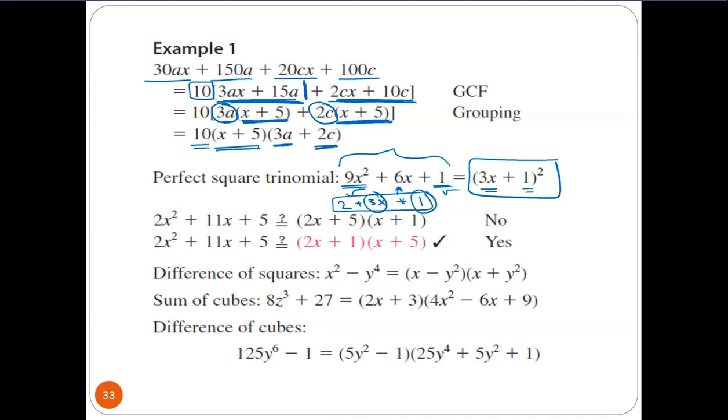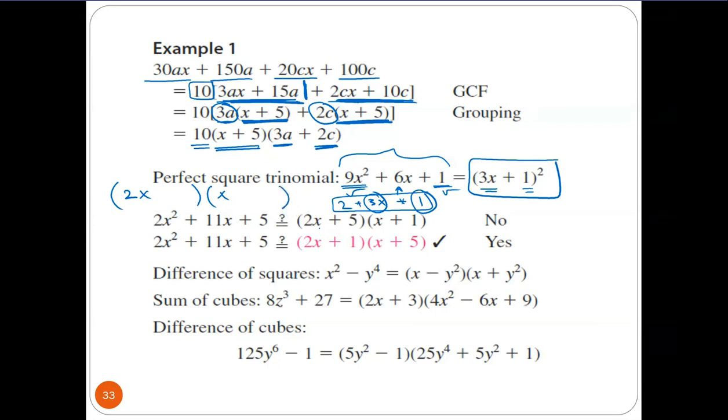Look at this, we are doing trial and error. We have 2x squared plus 11x plus 5. We cannot take a common factor, we cannot take the number, we cannot take the variable. In this case, we need to try. We distribute 2x in the first brackets and x in the second brackets.